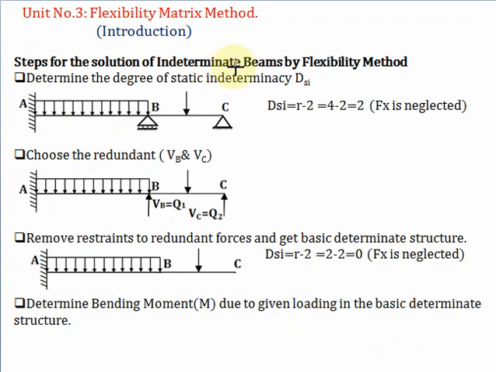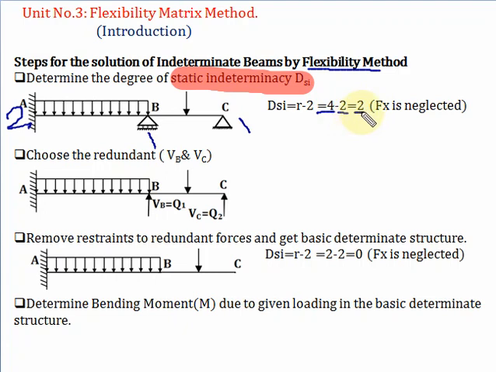Now steps for the solution of indeterminate beam by flexibility method. Okay, as we know that the first step is to determine the degree of static indeterminacy. So for the given numerical, the degree of static indeterminacy, here we are neglecting axial displacement in x direction, here 2, here 1, and here 1. So total number of reactions are 4. Equilibrium equations, we are not considering summation Fx, so 2. So the degree of static indeterminacy is 2.